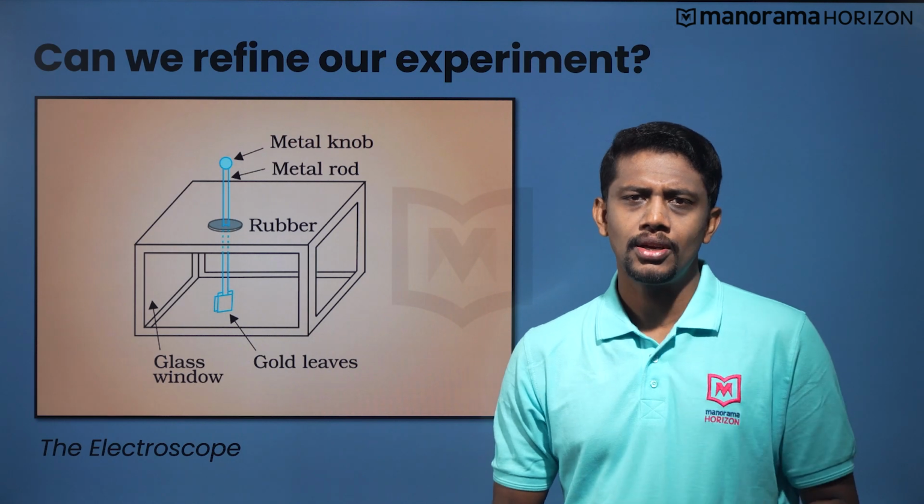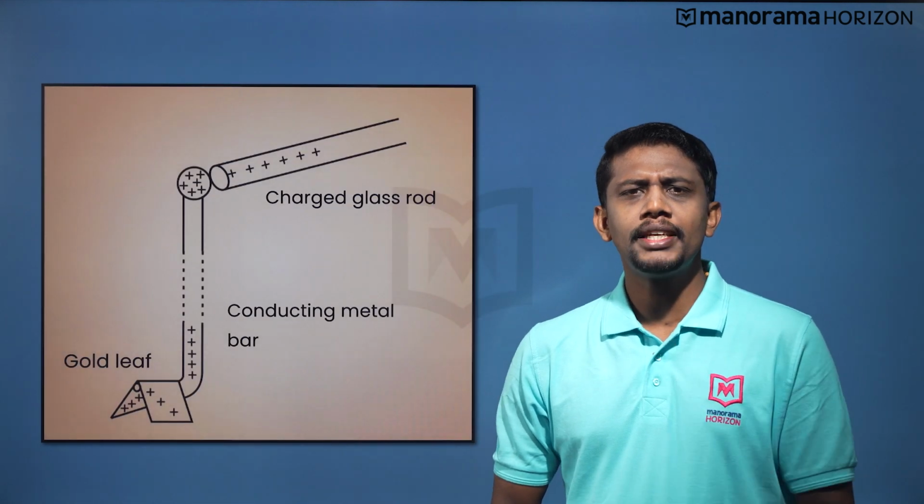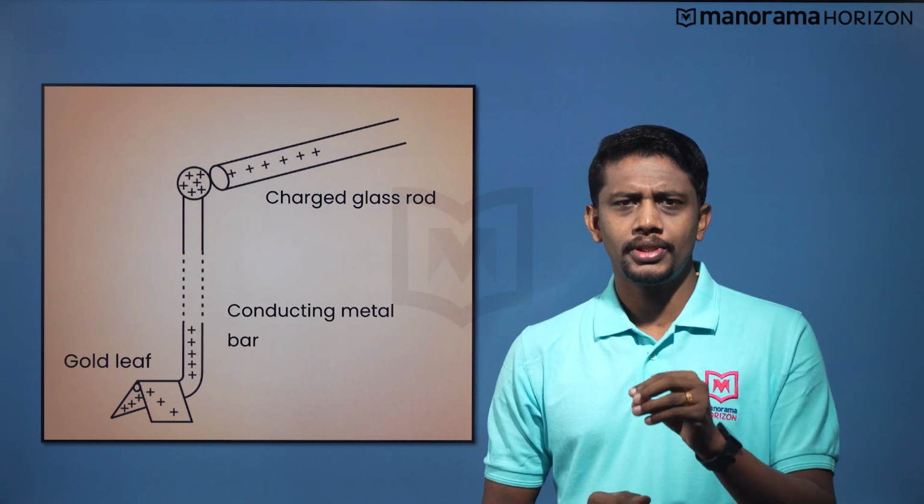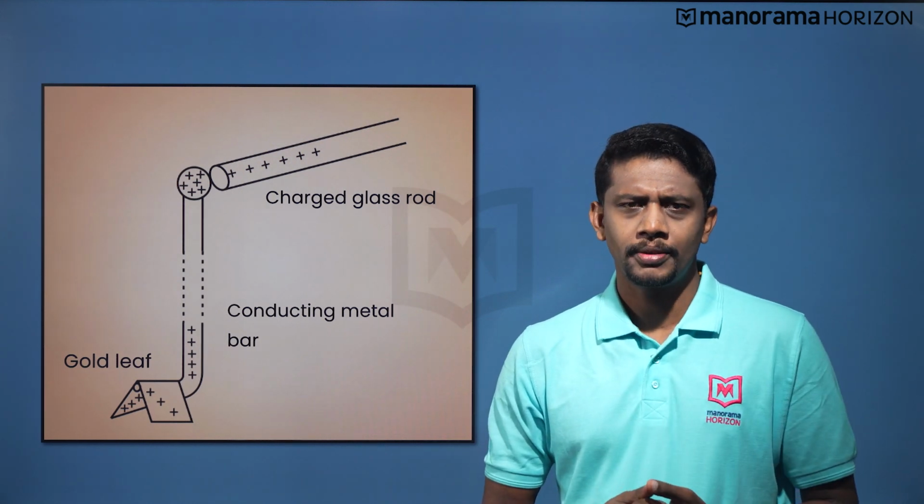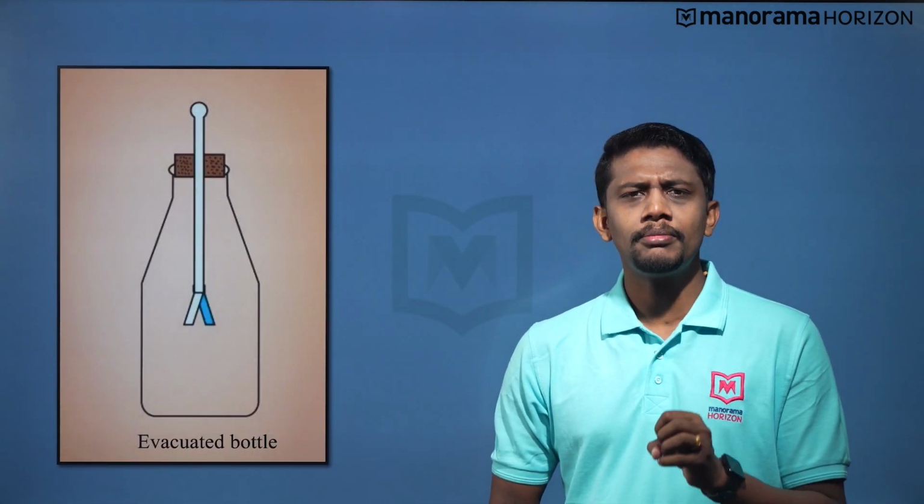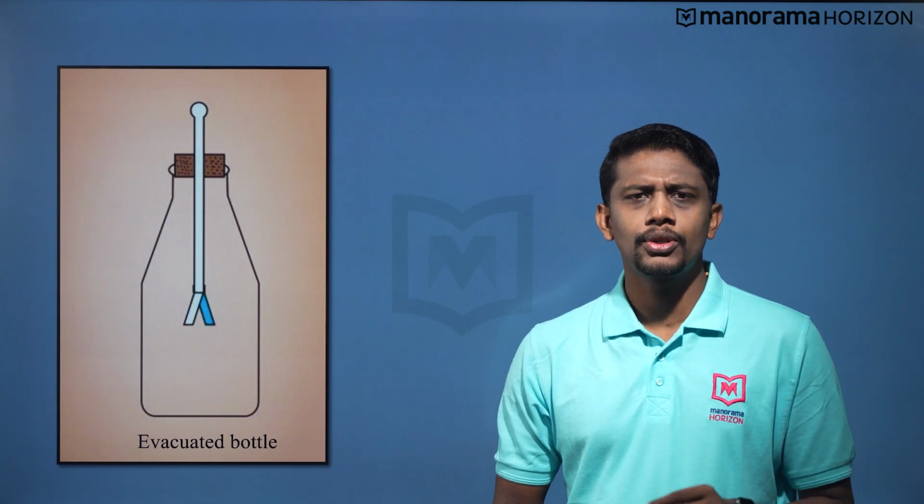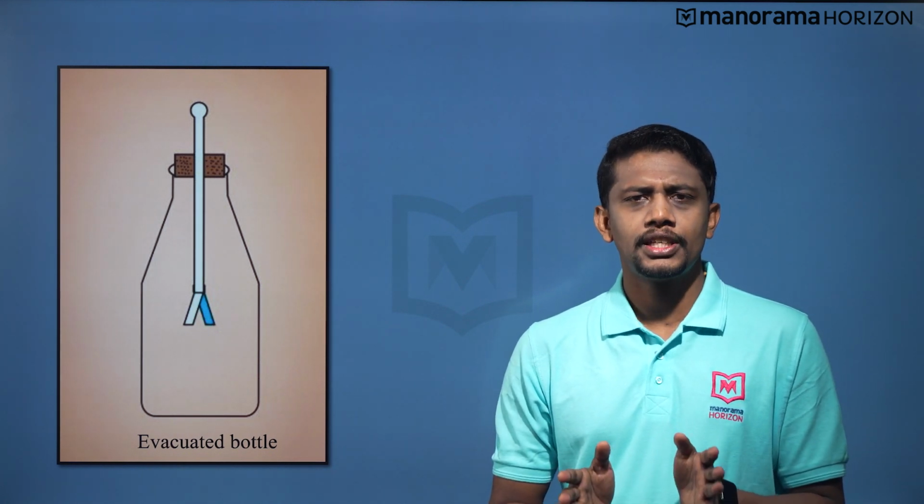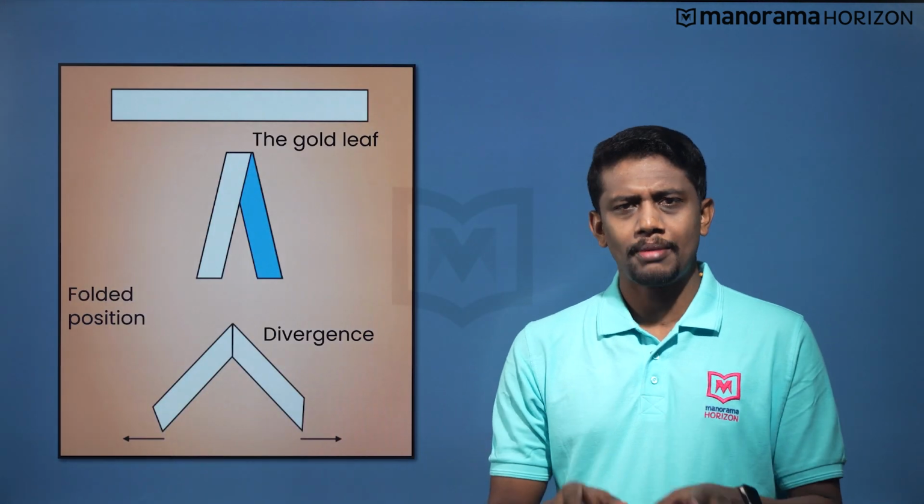the insulating enclosure. The metal knob can be charged by touching it with other charged objects, for example a glass rod. The presence of the same type of charge on both halves of the gold leaves allows the leaves to diverge, and removal of excess charge causes the leaves to collapse.